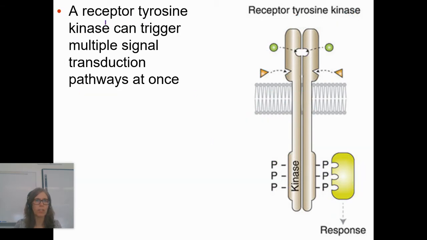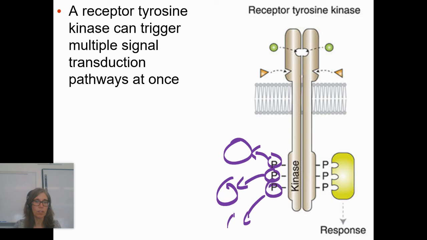So receptor tyrosine kinase can trigger multiple signal transduction pathways at once. So if this phosphate group phosphorylates one protein or enzyme, and if this one phosphorylates a different one, and if this one phosphorylates a different one, you can have a whole bunch of different pathways initiated at the same time. So let's say this is epinephrine and it binds to a receptor on the cardiac muscle cell. It might have one phosphate group that phosphorylates an enzyme that you need in order to stimulate the cells to contract harder. And another one might say, hey, let's speed this up.